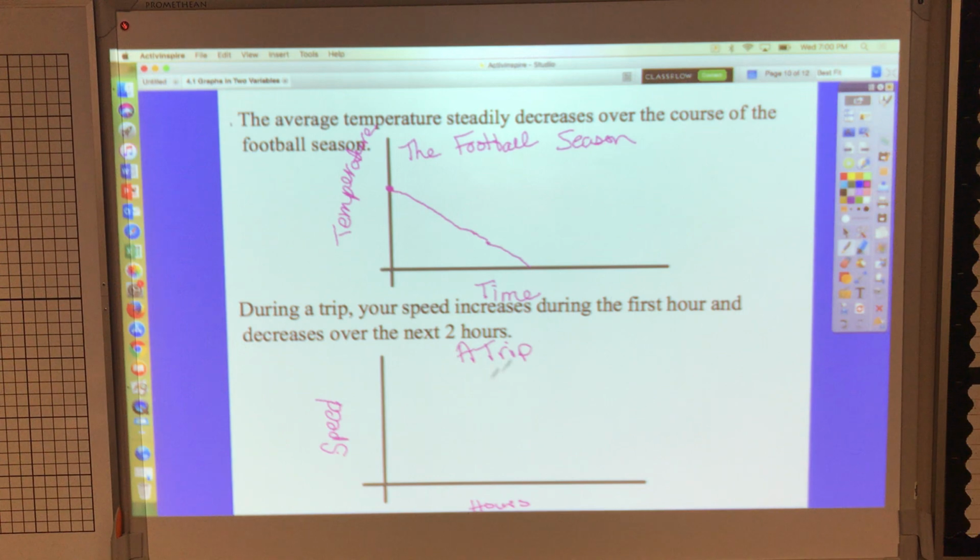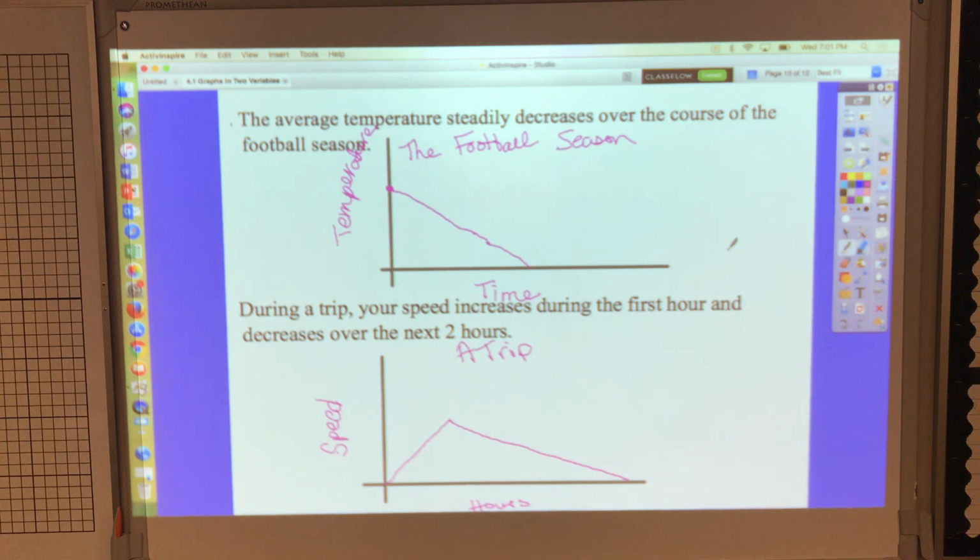Okay, so it says during that first hour, and our data is only over 3 parts. So I think about this, we have 3 sections, right? So our speed increases over that first hour, right? Then it decreases over the next 2 hours. So that speed went up for about 1/3 of my graph, but for the next 2/3, it's got to be about twice as long. It needs to be going down. So there's an example of that one.